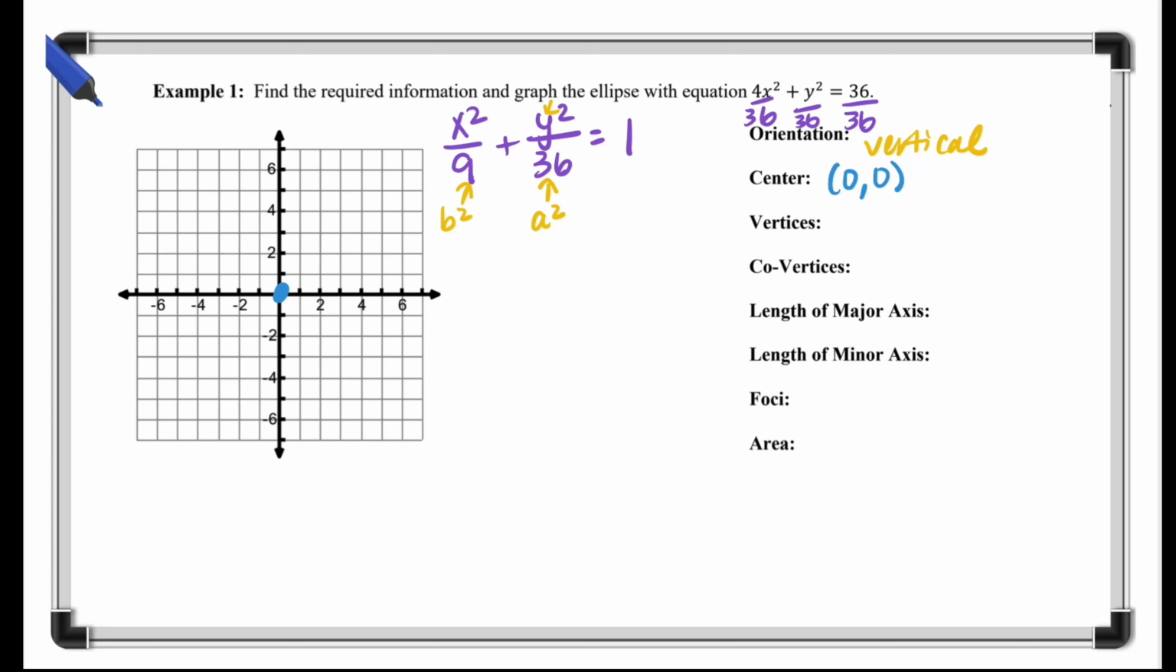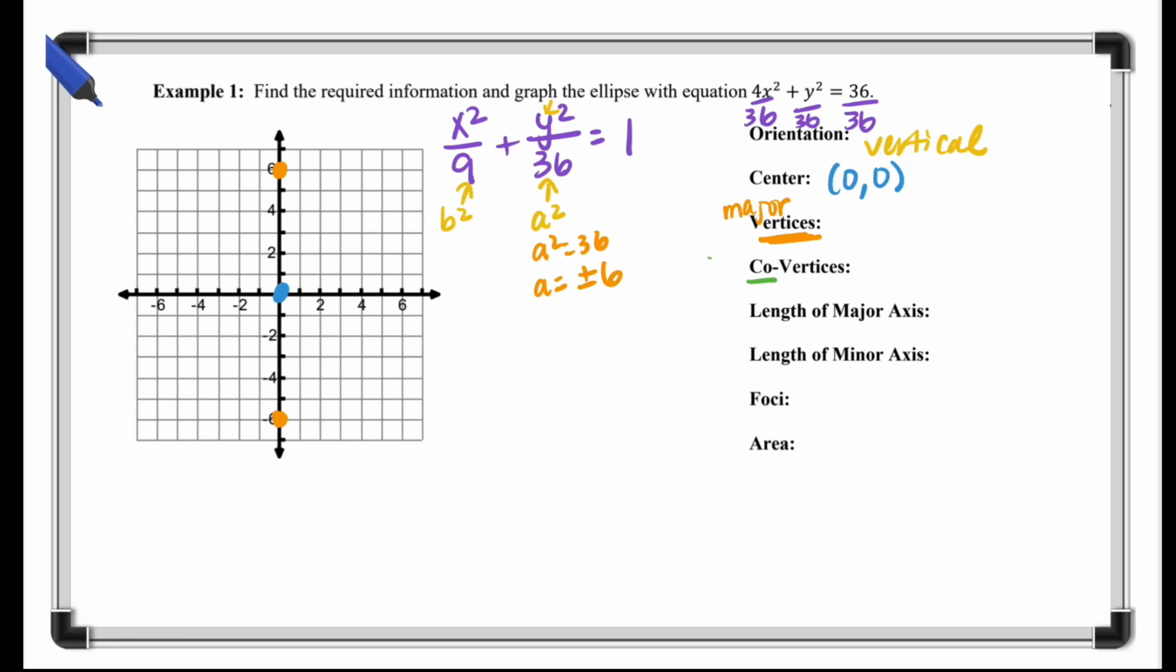To find your vertices, you're going to look first at the a squared. So if I take a squared and I set it equal to 36 and I solve, which means I take the square root of both sides, my a value is going to be positive 6 and negative 6. Now, because my orientation is vertical, the vertices that I'm going to plot are going to be on the major axis. So I need to go up 6 from my center and down 6 from my center. And that would be my vertices because this is always the major axis.